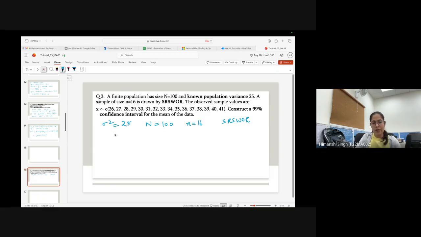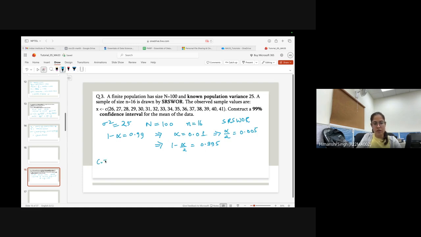Now a 99% confidence interval means that 1 minus alpha is 0.99, which implies that alpha is 0.01, which implies that alpha by 2 is 0.005, which implies that 1 minus alpha by 2 is 0.995. Why am I calculating 1 minus alpha by 2? Because that will be helpful in calculating the quantile point.